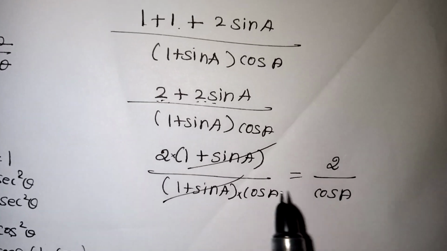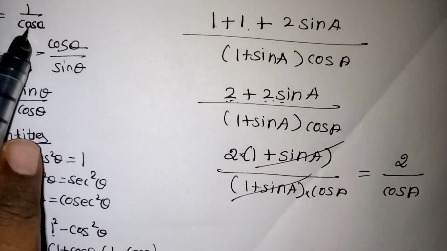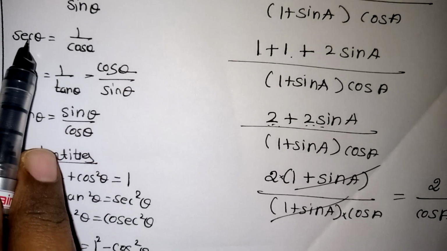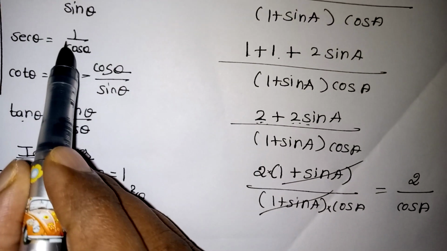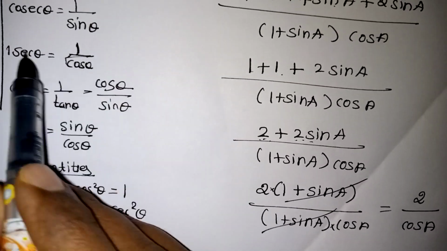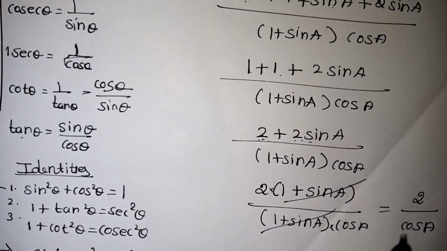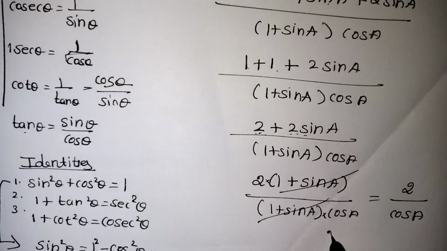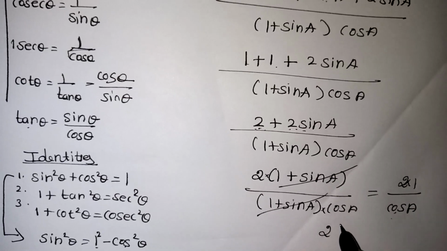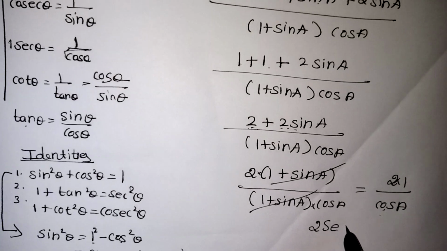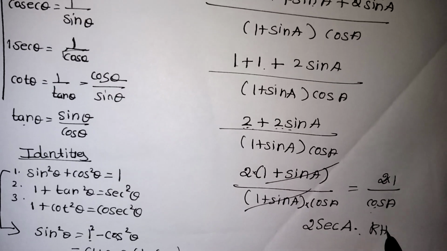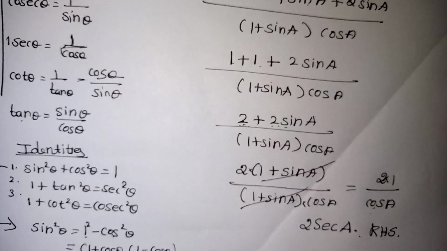So the reciprocal, 1 by cos theta, is nothing but secant theta. We know that 1 by cos is secant. So 1 by cos theta is equal to secant theta, and 2 by cos theta will give you 2 secant theta. The numerator 2 you keep as it is. So 2 into 1 by cos A, and 1 by cos A is nothing but secant A. So the answer is 2 secant A. So that is your RHS side. So hence our proof is over.